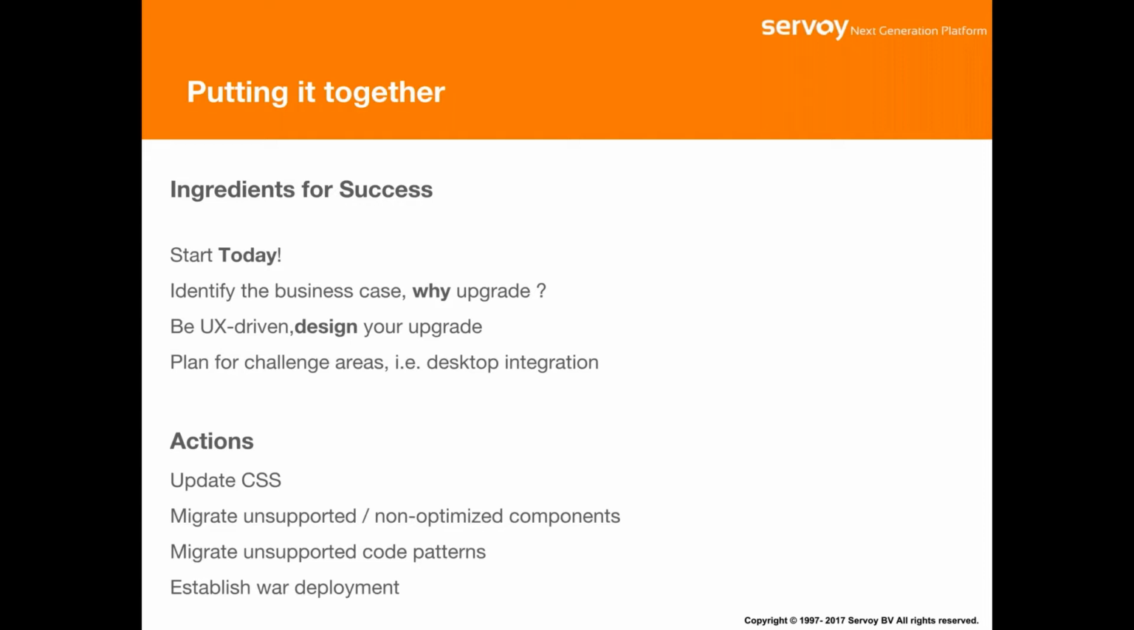In terms of specific actions, I would say start with the CSS, because that's the #1 difference, and you'll see a big impact right away. It's also where your app can start to look and feel a lot better. Then go through, migrate the unsupported or unoptimized components, look for those code patterns, and start to establish your best practices for war deployment. So study up on that, watch the other webinar, look at the documentation.